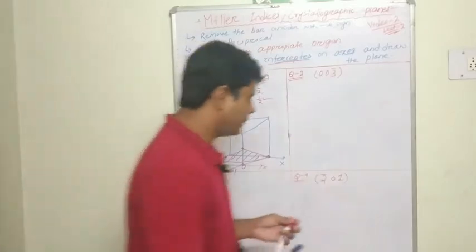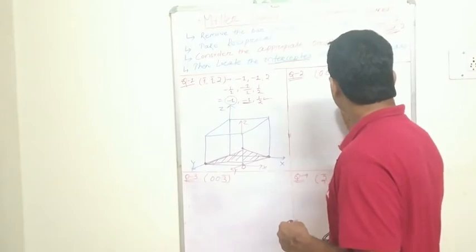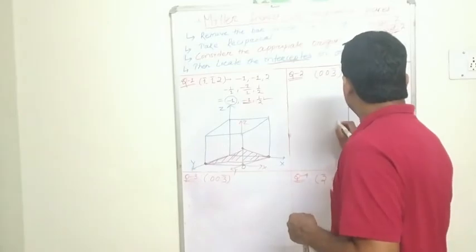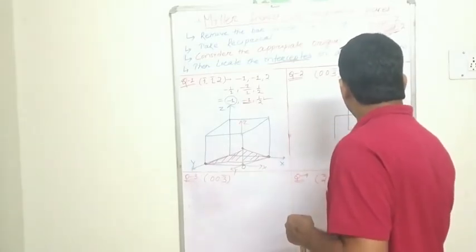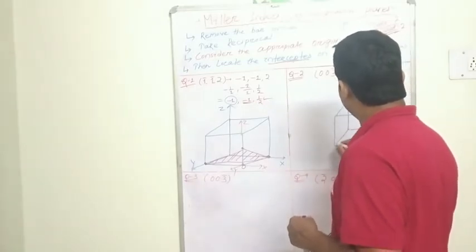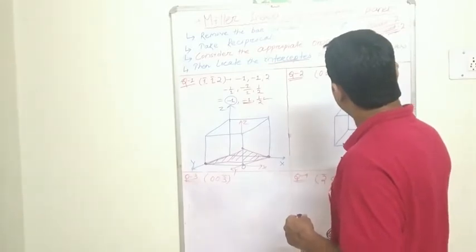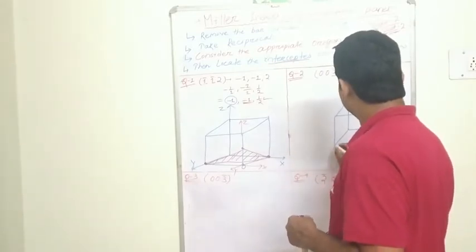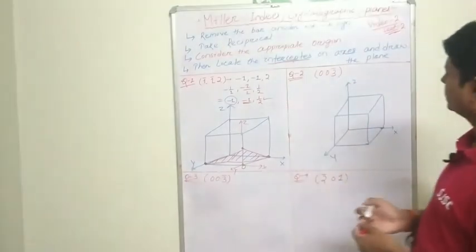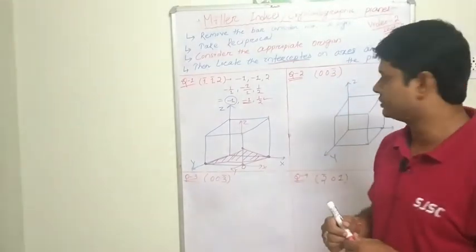Now we have to go for the second one, that is 0, 0, 3 bar. Okay, first we have to draw a unit cell, then we have to follow the steps for drawing the required plane. So this is our initial x, z and y axis. Maybe further it will be changed after searching for the appropriate origin.